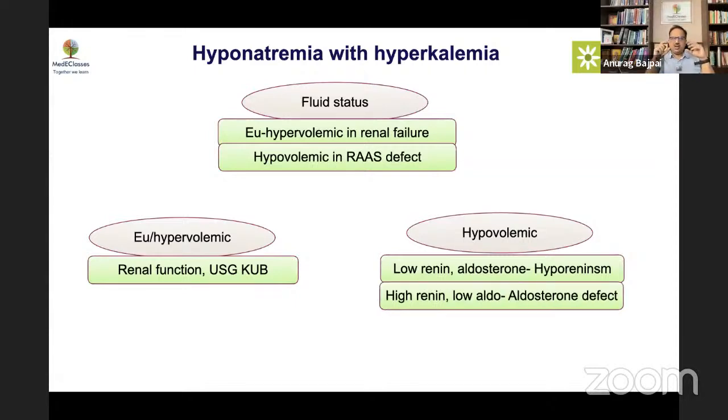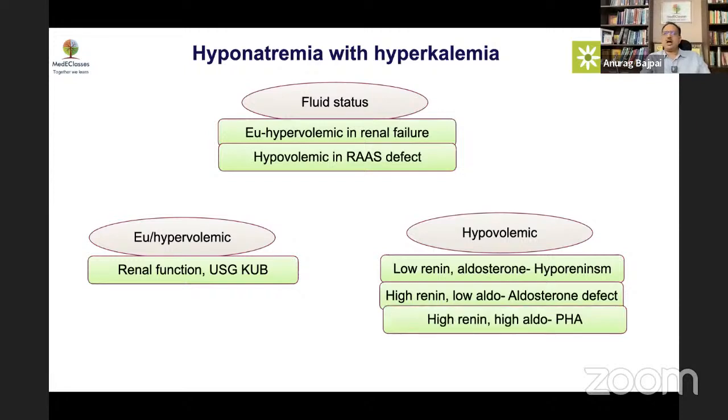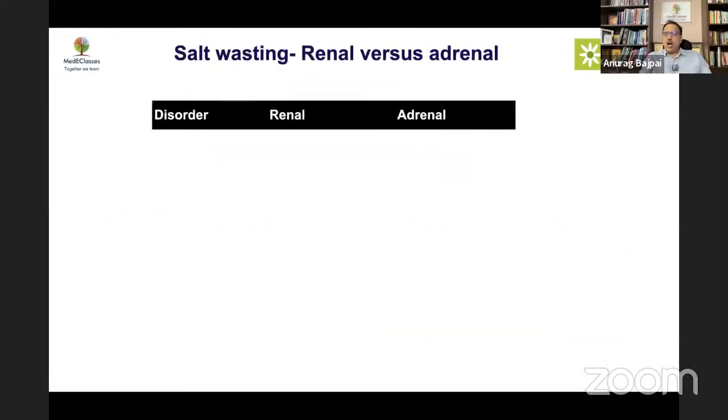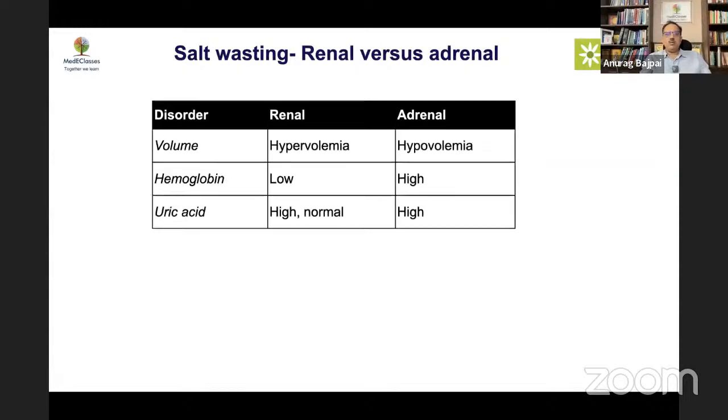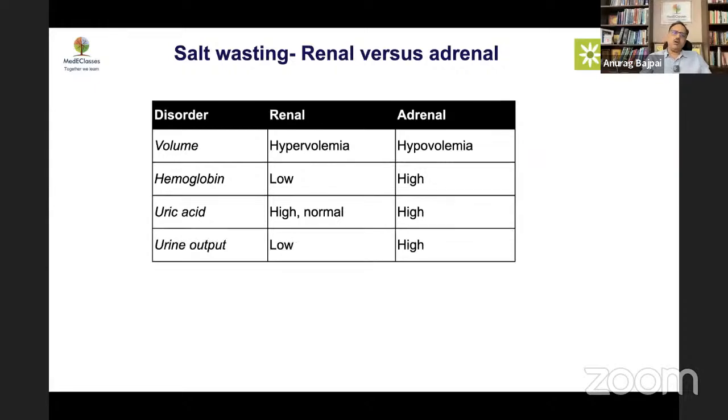So as I said earlier, the key workup is volume, urinary sodium, potassium, and uric acid. That's pretty much enough. Other workup, renin, aldosterone, 17-OHP, is not required in routine cases in most situations. When will it be required? I'll discuss subsequently. So if we now have a challenge of renal versus adrenal: if you have hypervolemia, low hemoglobin, high uric acid, and low urine output, this is renal. Hypovolemia, high hemoconcentration, high uric acid, and high urine output, this is adrenal abnormality.